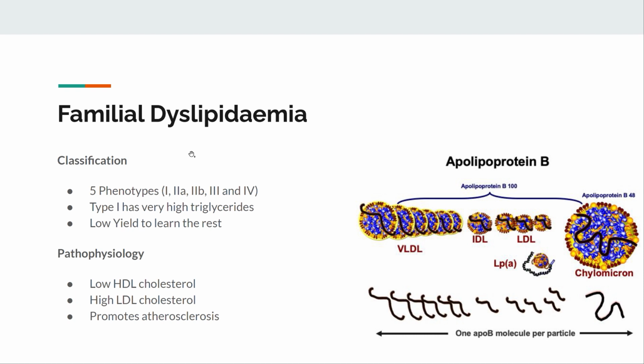Finally, I want to talk a bit about lipids. Basically, all I'll say is that there's lots of different phenotypes for dyslipidemia. Type 1 has high triglycerides, and the rest I've just never bothered to learn. The bad thing about it is if you've got low HDL, which is the good one, high LDL, as well as having high levels of lipoprotein A, that will lead to atherosclerosis.